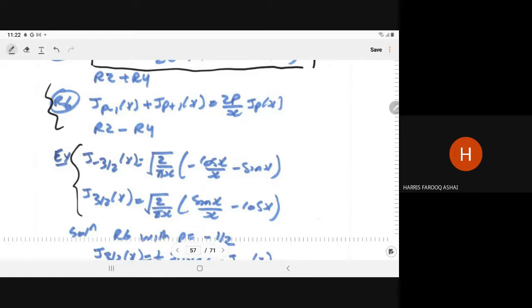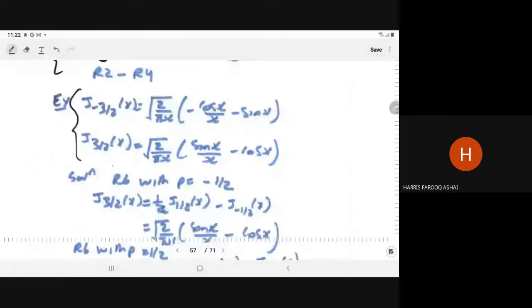So in this case, for J of minus 3 by 2, what p should we put? p is equal to minus 1 by 2. So as we put p equal to minus 1 by 2 in R6, you will get J of minus 3 by 2. Right?